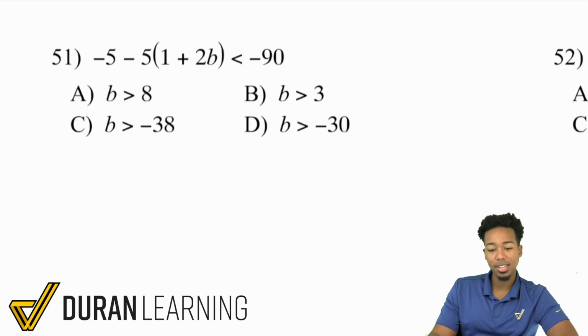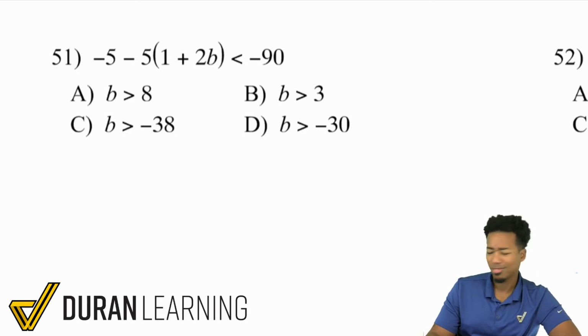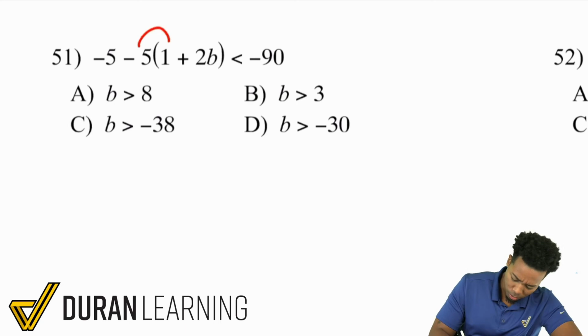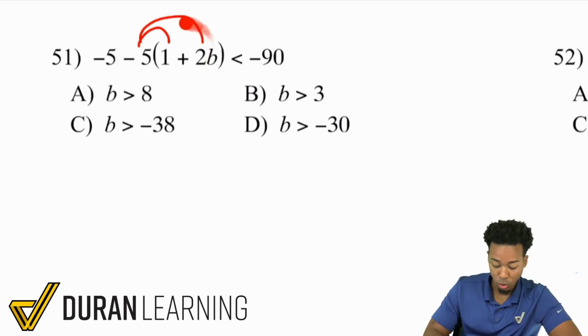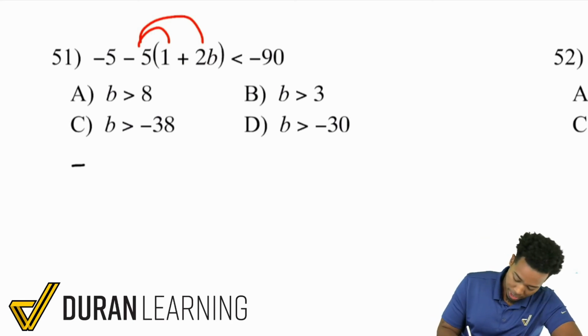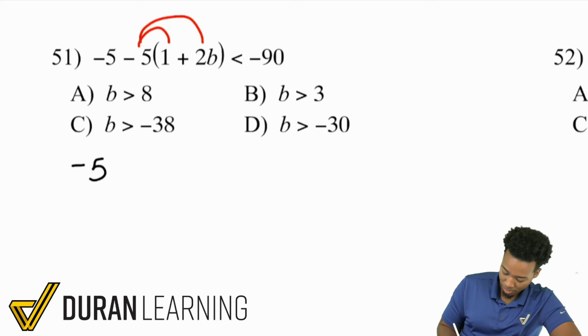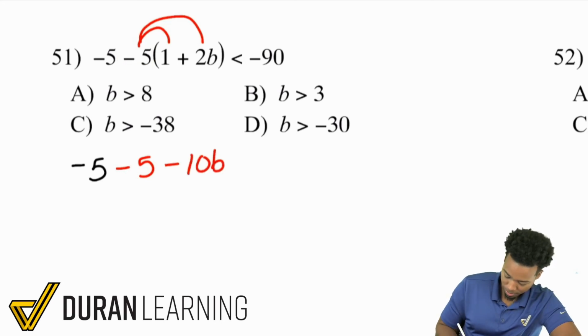We have 5 minus 5 parentheses 1 plus 2b less than negative 90. Okay, so here we're just going to have to distribute first, and that's okay. Totally fine here. So what I'll do is distribute the negative 5 to both of these terms. Now remember, yeah, you're going to be multiplying by a negative 5, but that's not on both sides. That's just distributing on the same side. No need to flip the symbol here. So here we go. Negative 5, and then we have negative 5 times positive 1. Then we have negative 5 times positive 2b, negative 10b is less than negative 90.